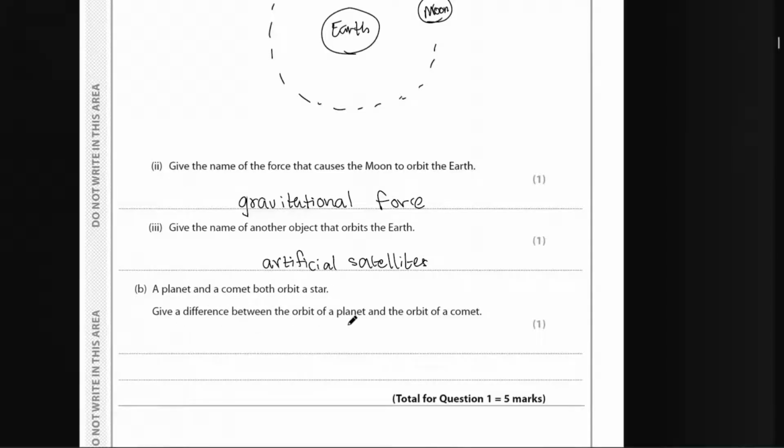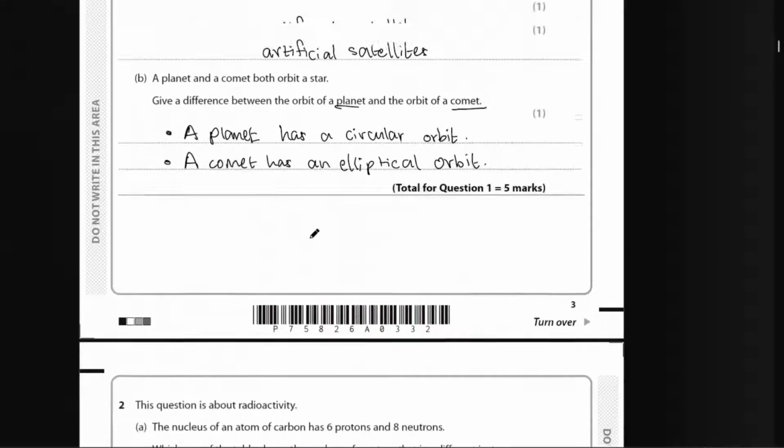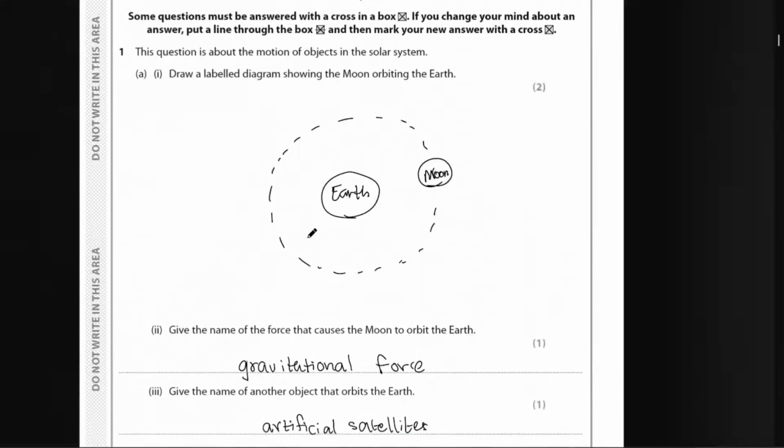Okay. Then question B, a planet and a comet both orbit a star. Give a difference between the orbit of a planet and the orbit of a comet. The main difference between their orbits is a planet has a circular orbit, but a comet has an elliptical orbit. Elliptical orbit. So that's question number B. So we're done with question 1.